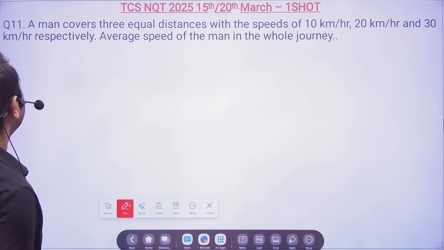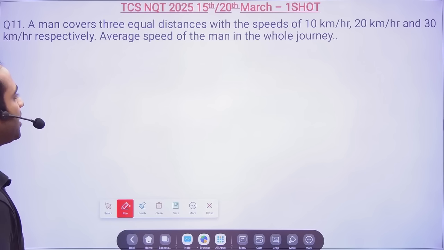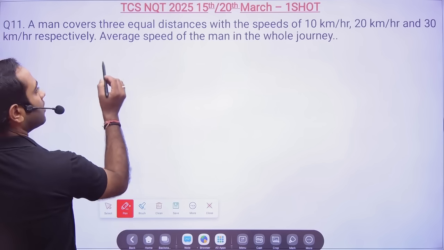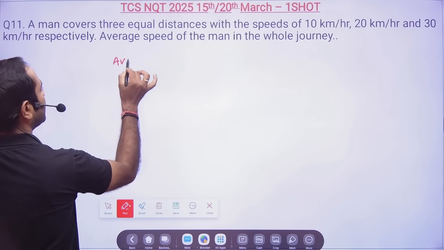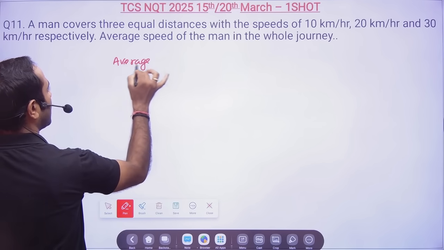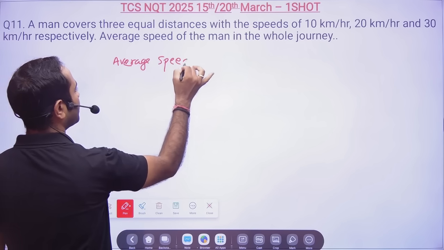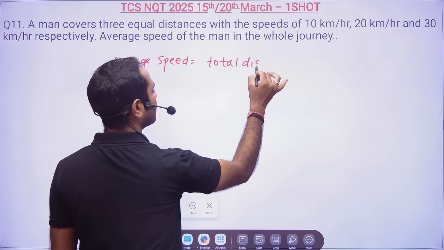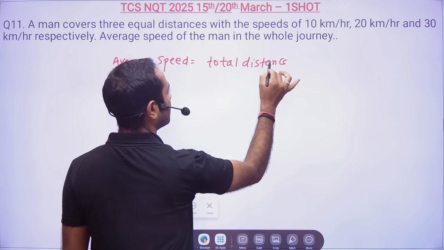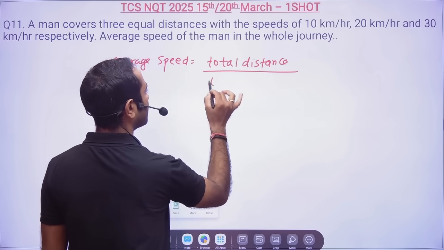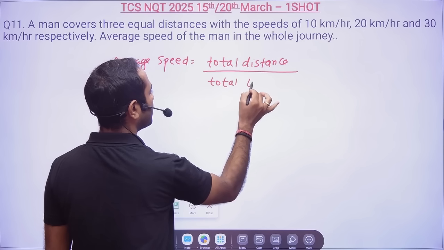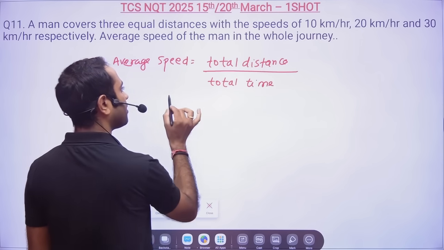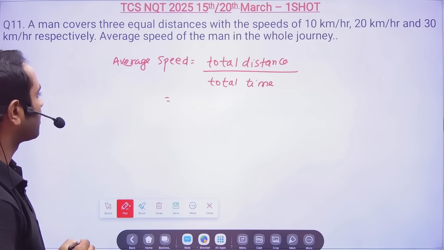Okay, a man covers 3 equal distances with the speeds of 10 km per hour, 20 km per hour and 30 km per hour respectively. Find the average speed of the man in the whole journey. So now here you see, average speed will always be equal to total distance divided by total time.